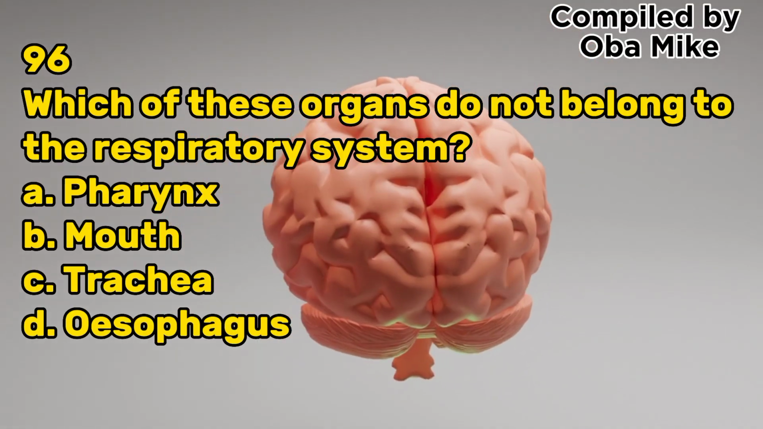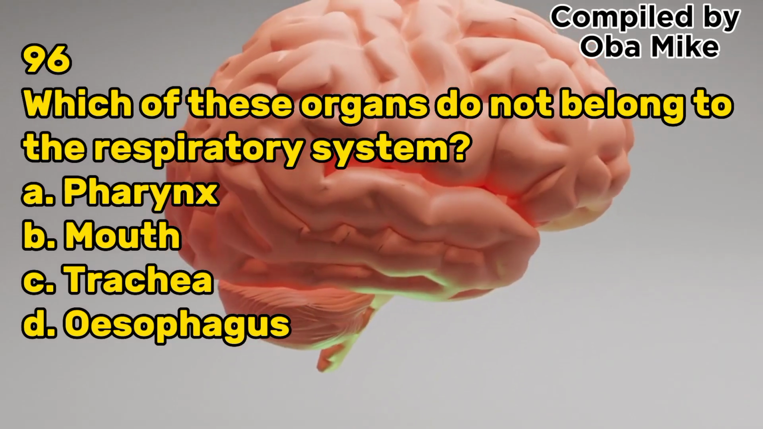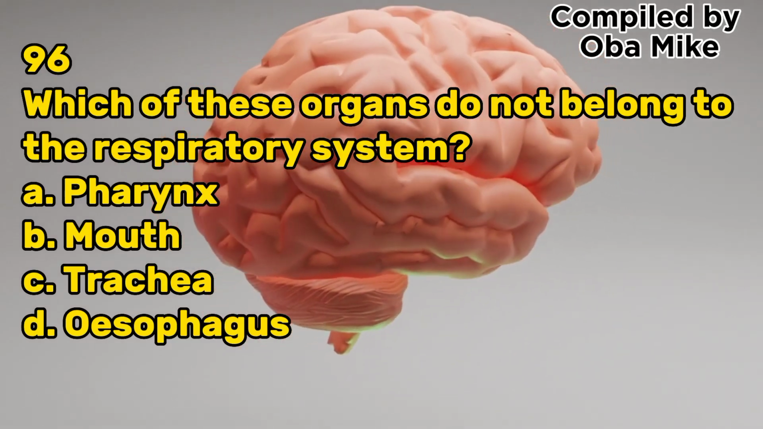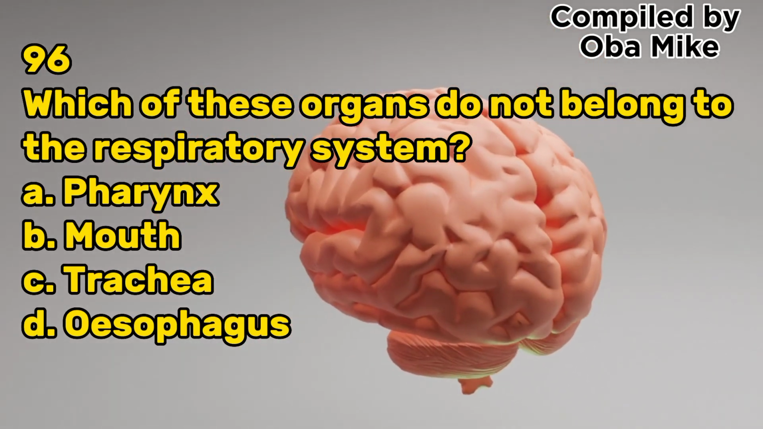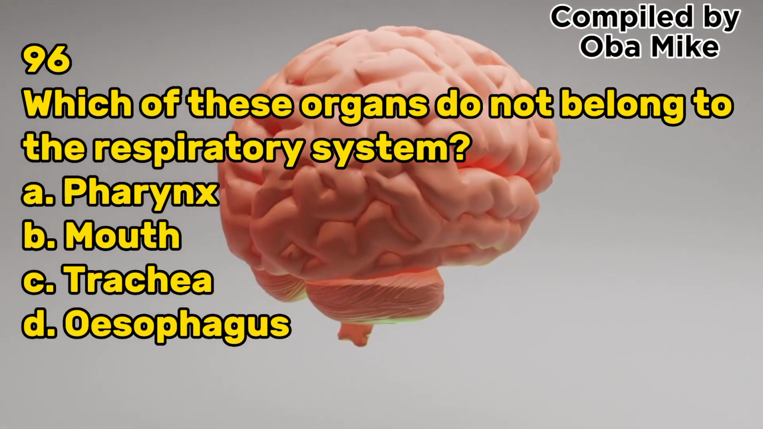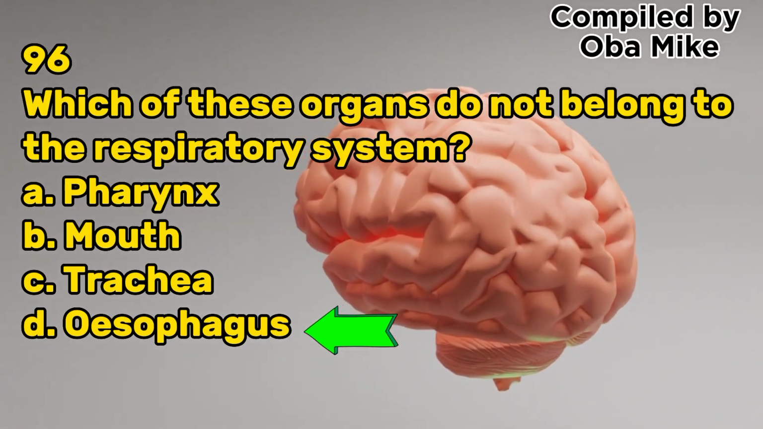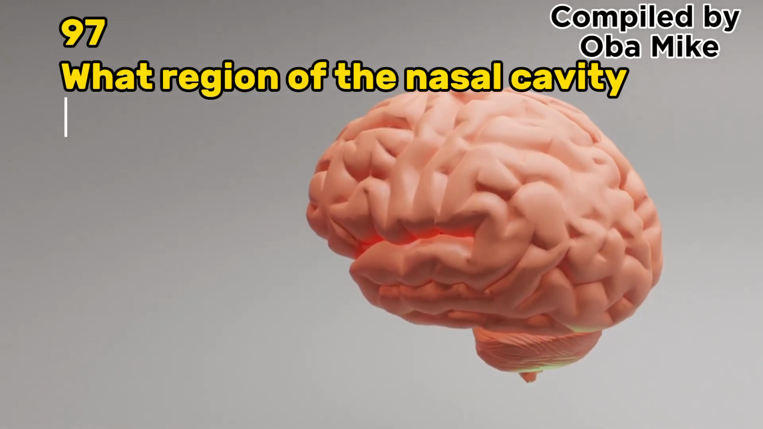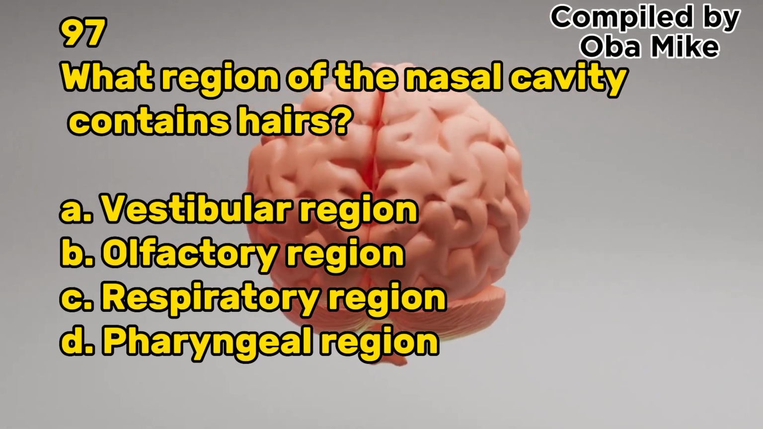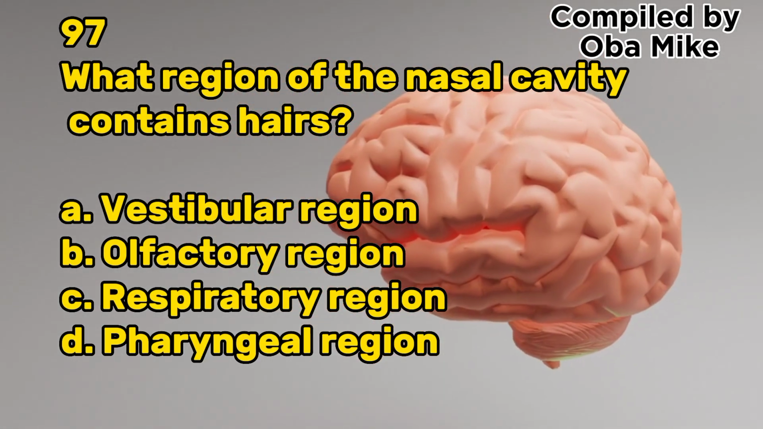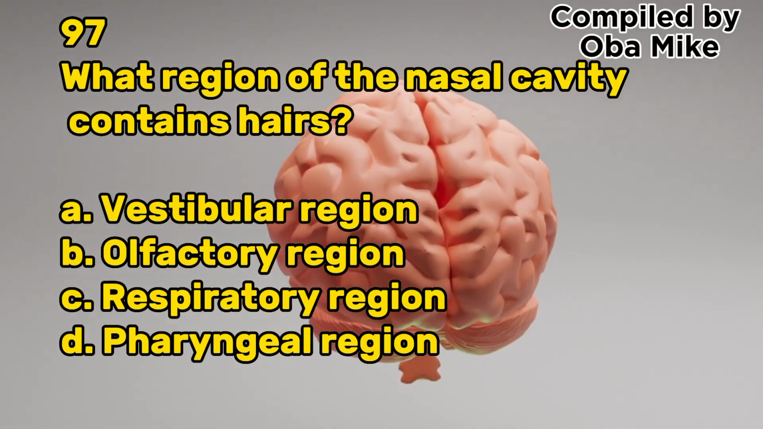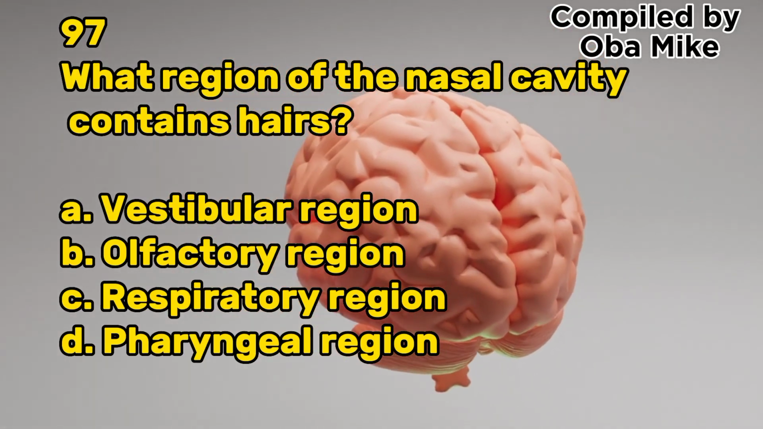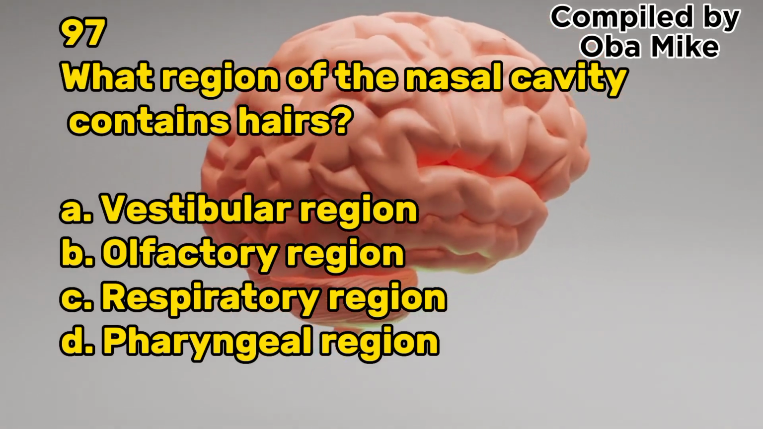96. Which of these organs do not belong to the respiratory system? A. Pharynx. B. Mouth. C. Trachea. D. Esophagus. 97. What region of the nasal cavity contains hairs? A. Vestibular region. B. Olfactory region. C. Respiratory region. D. Pharyngeal region.